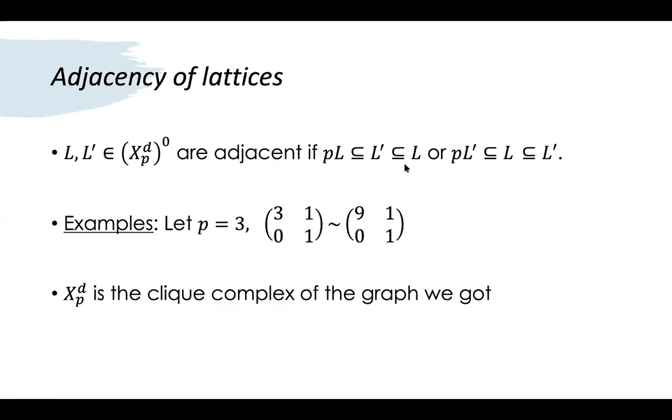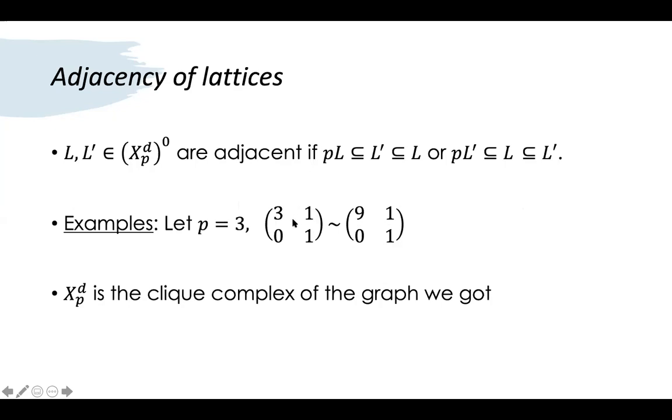And why are they adjacent? It's quite clear that the right one is a sublattice of the left one. Why is that so? One of their generators is the same. The 1-1 generator appears in both lattices. I look at the columns and think of the columns as the generators of the lattice. And 9-0 is 3 times 3-0. So actually the right lattice is contained in the left lattice.